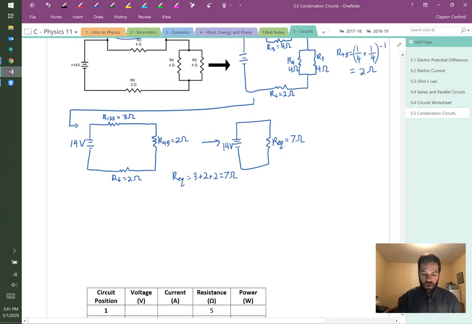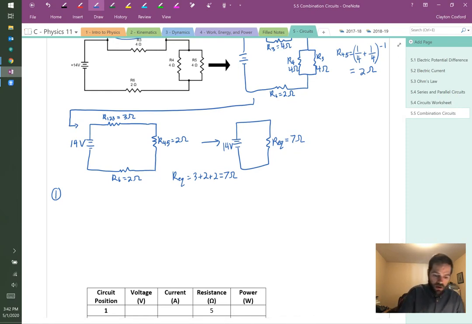Okay, so now our steps, pretty straightforward. What we're going to do is start with our most simple circuit, and we're going to work our way back through the other circuits, filling out the table as we go, trying to get either the voltage or the current for each of the resistors. And then once we have one piece of information about each resistor, we're able to use Ohm's law and figure out all of the rest of the pieces of information.